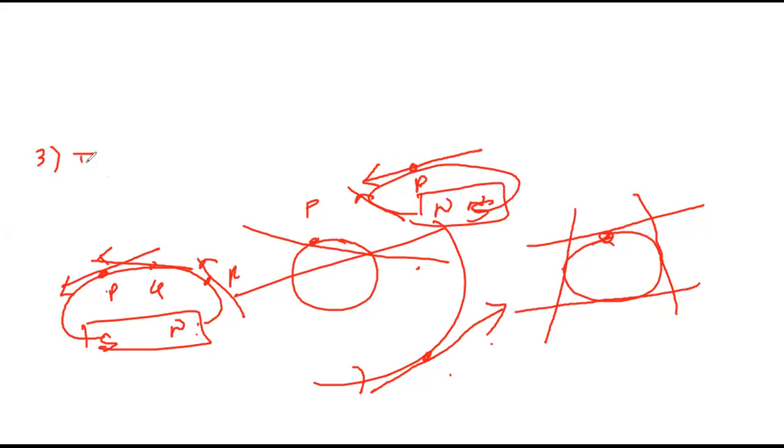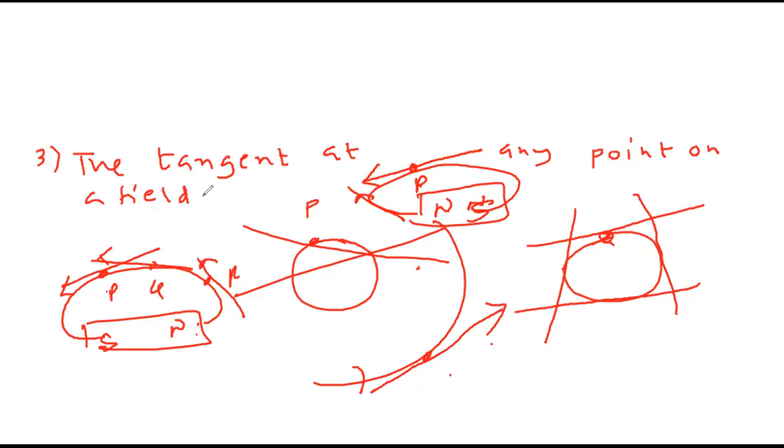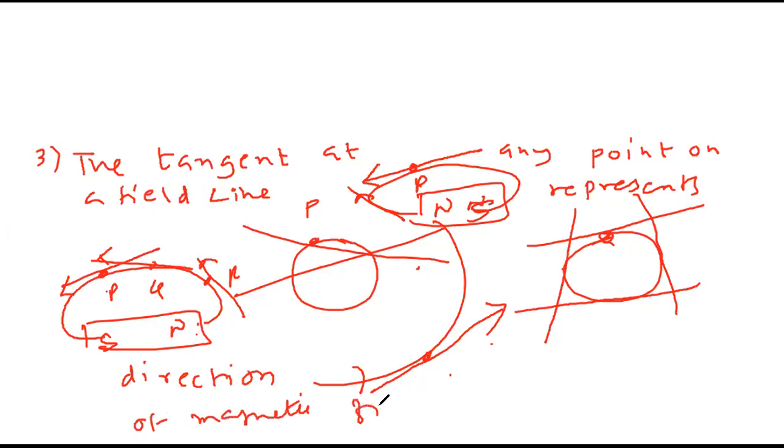Third point: the tangent at any point on a field line represents the direction of magnetic field at that point.